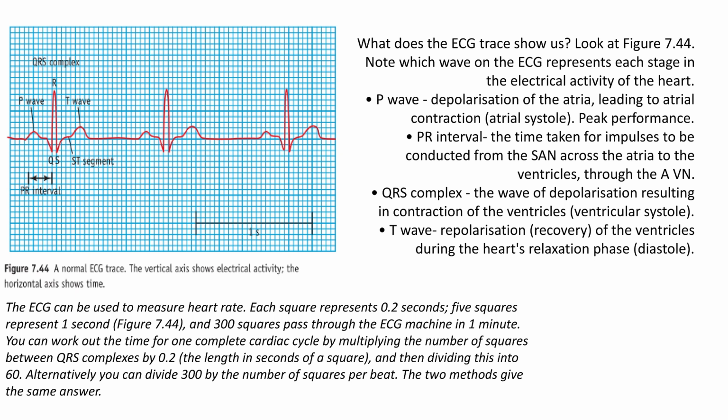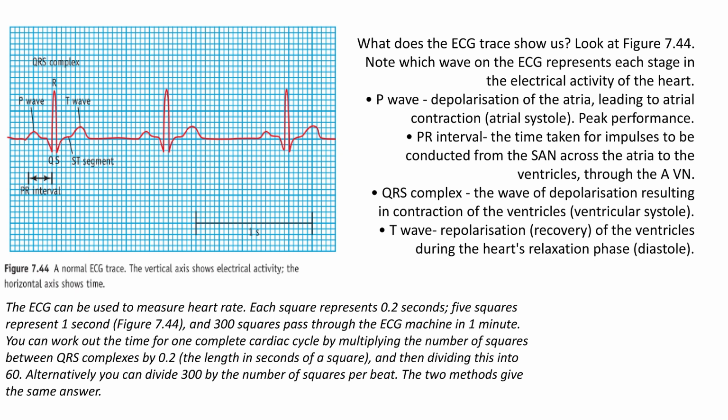Okay, so this one slide is very important and mathematical questions can come from this slide in your exams. Here, please observe the graph in figure 7.44. What does the ECG trace show us? Note which wave on the ECG represents each stage in the electrical activity of the heart. You have to memorize which wave on the ECG represents which stage.